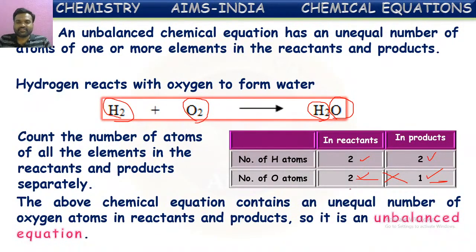So the above chemical equation contains an unequal number of oxygen atoms in reactants and products. So it is an unbalanced equation. The equation in which one or more elements have an unequal number of atoms on the reactant side and product side is said to be an unbalanced equation. So here the equation representing the formation of water is an unbalanced equation because the number of oxygen atoms is unequal on both sides.